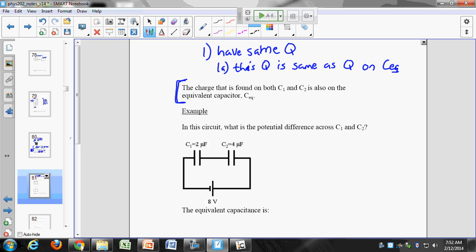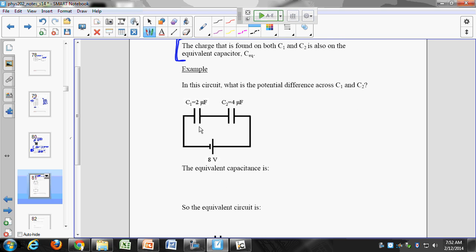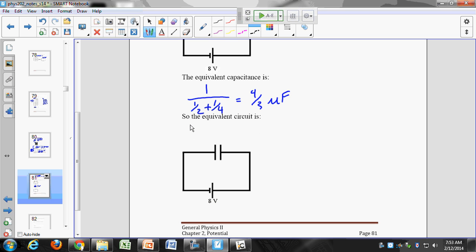All right, so we'll see this here. Out of this circuit, I want to know the potential difference across C1 and C2. Now the first thing I want to do is find the equivalent capacitance. That's going to be 1 over 2 plus 1 over 4, and that's 4/3 microfarads. 2/4 plus 1/4 is 3/4, and then the inverse of that is 4/3. So if I redraw the equivalent circuit, I'm going to have a 4/3 microfarad capacitor there.